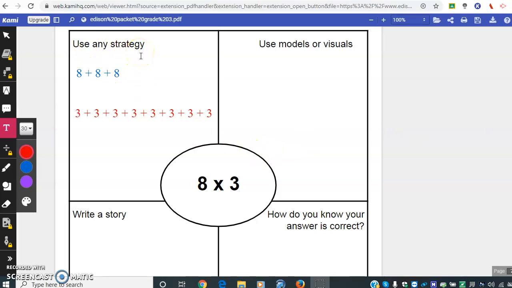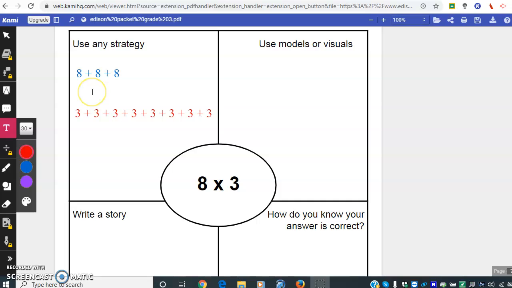So I've already listed out the strategy that we used most often in class at the beginning of the year when we were multiplying, and that's knowing that I've got 2 choices here. I can either add up 3 8s or I can add up 8 3s, because multiplication is repeated addition. So again, I can do 8 3 times, or I can do 3 8 times, and I can choose at this point which one I want to do.